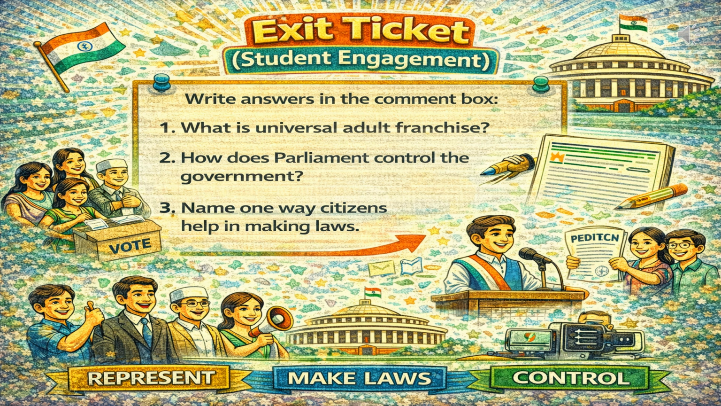Now it is your turn. Write answers in the comment box. 1. What is universal adult franchise? 2. How does Parliament control the government? 3. Name one way citizens help in making laws.